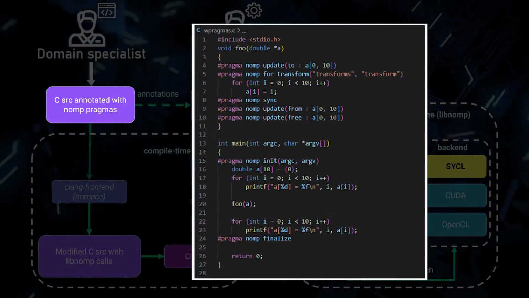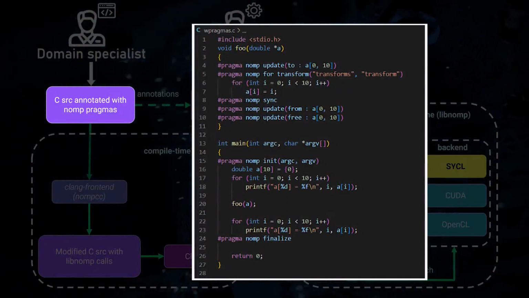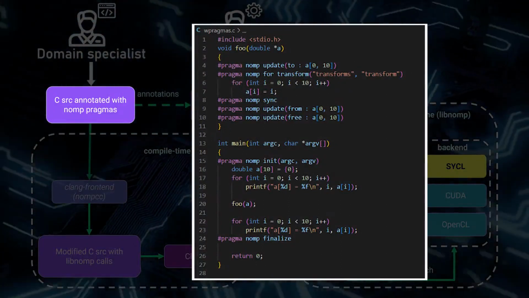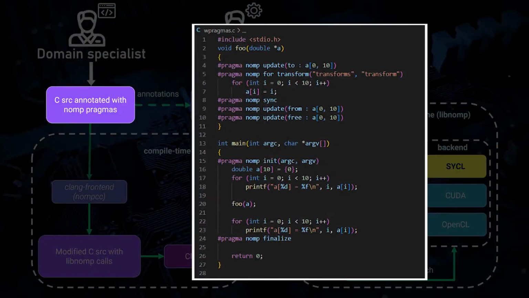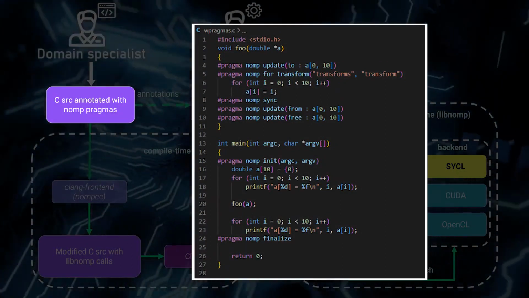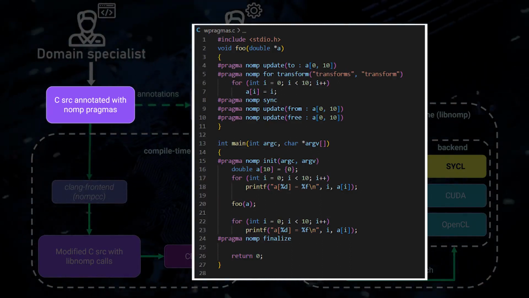As you can see, NOMP uses a pragma-based programming model to annotate C source, with details on which sections of C source must be executed on the device side and when to perform data transfers.